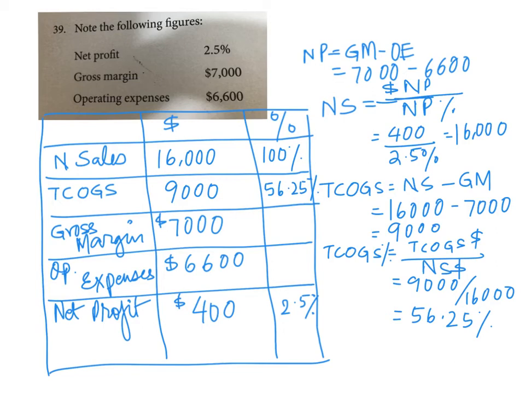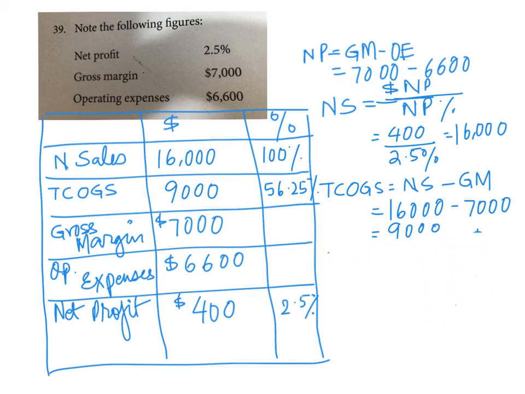Next we can calculate in a similar way gross margin percent and operating expense percent. So gross margin percent, again from the formula in your textbook, is gross margin dollar divided by net sales dollar. Of course you'll times it by 100 to convert decimal to percentage. So $7,000 divided by $16,000 will be equal to 43.75%.